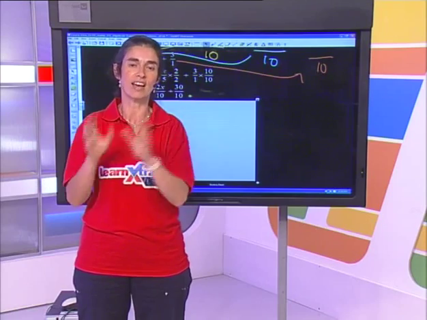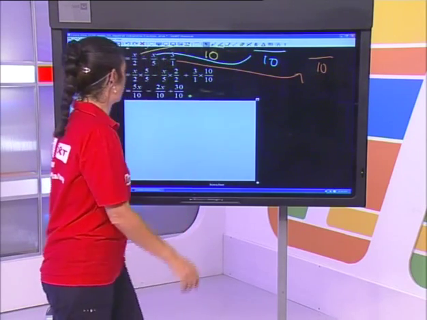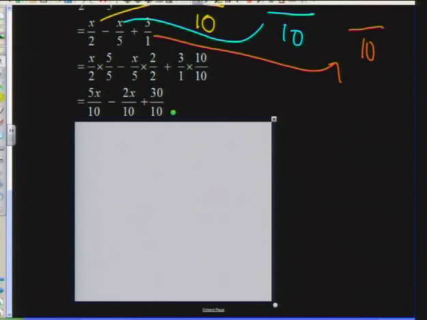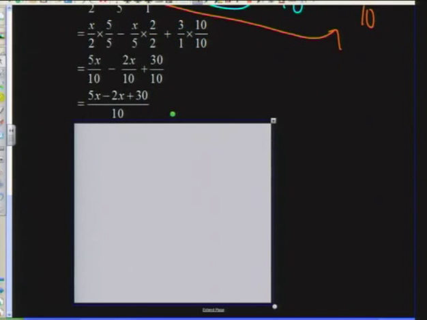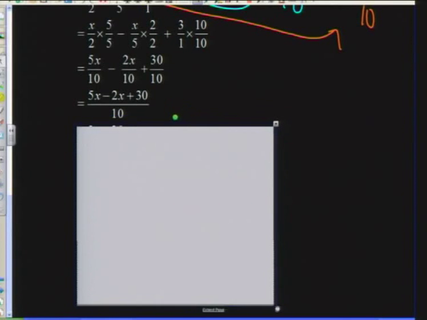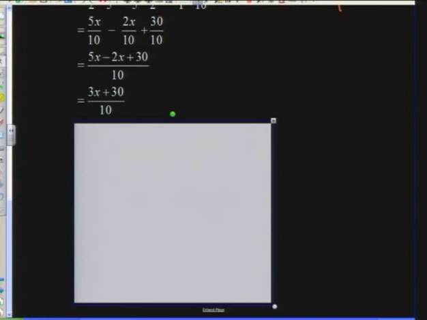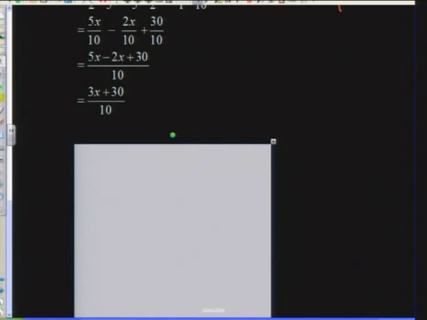So if I'm adding in tenths, they are equal sized portions. I only need to work with the numerator now. So my numerator is 5x minus 2x plus 30. So I land up with a fraction out of tenths because now I'm adding in the same kind of portions. And I've now got 3x plus 30 over 10.